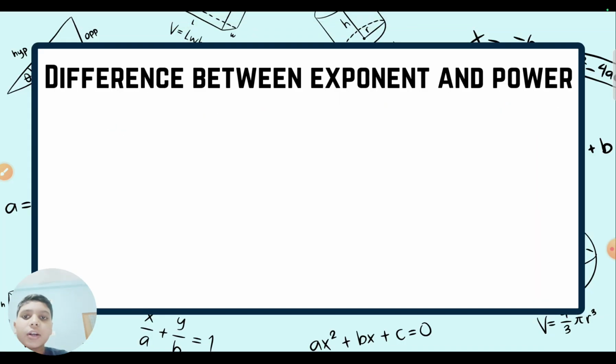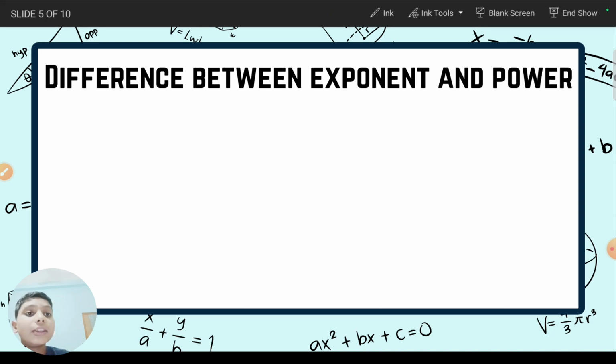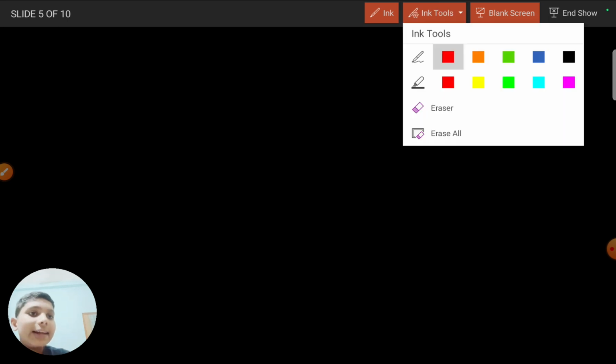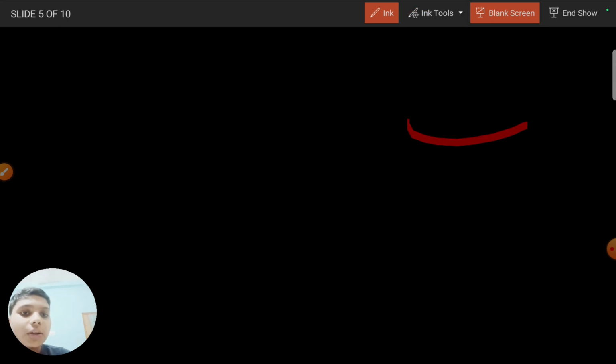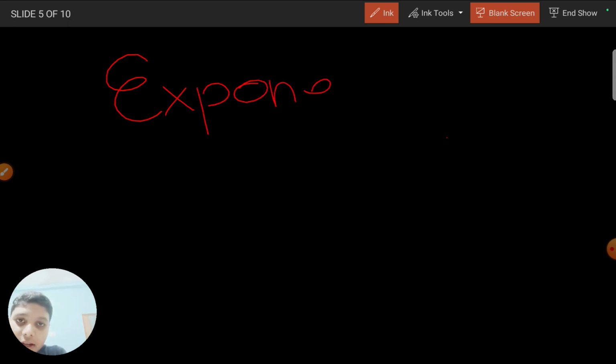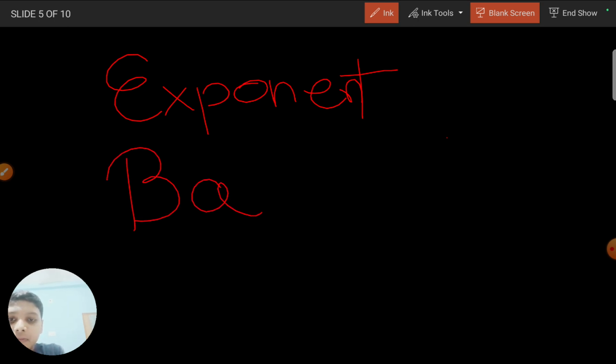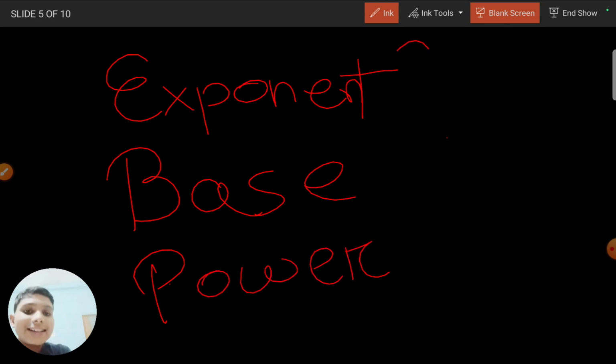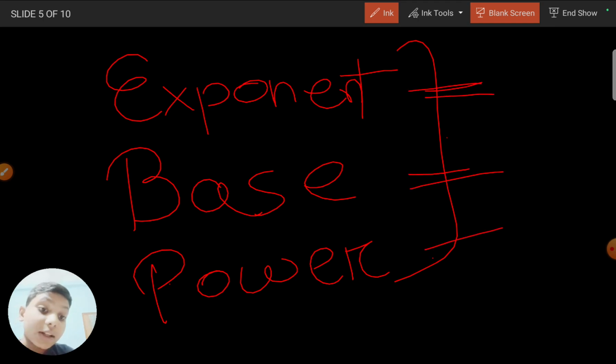Now let's move on. Difference between exponent and power. This is the most least explained concept. You will rarely get it taught to you in your school. Okay, now see: what is exponent, what is base, and what is power? These three things you need to understand. These three things are the basics. What is exponent, what is base, what is power, I will be telling you.